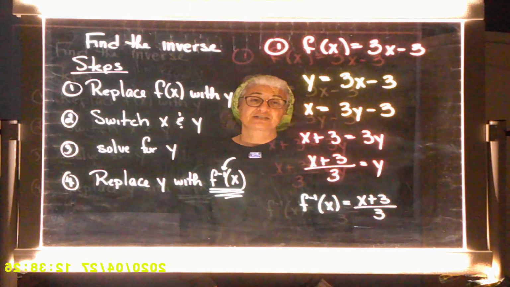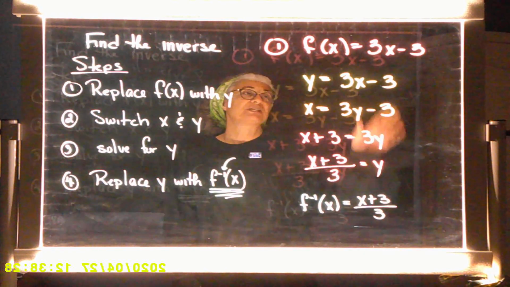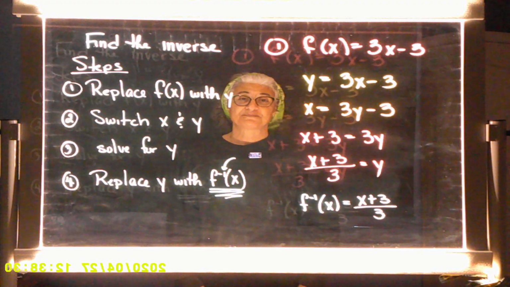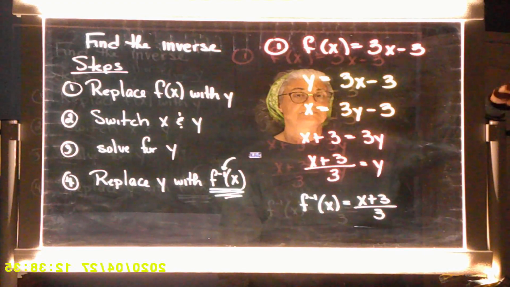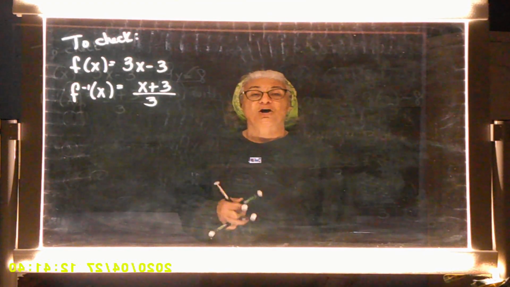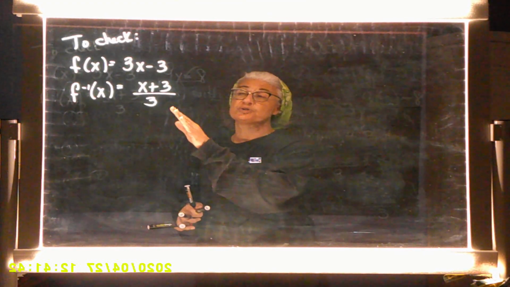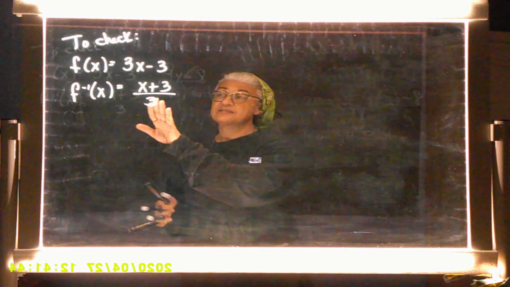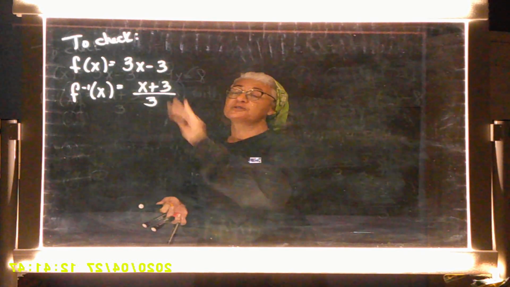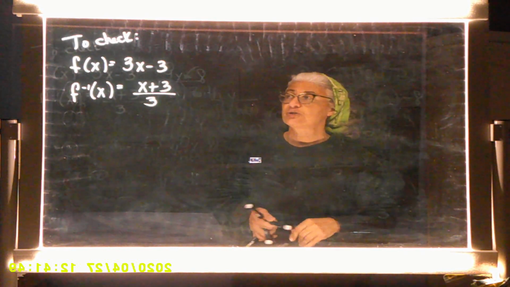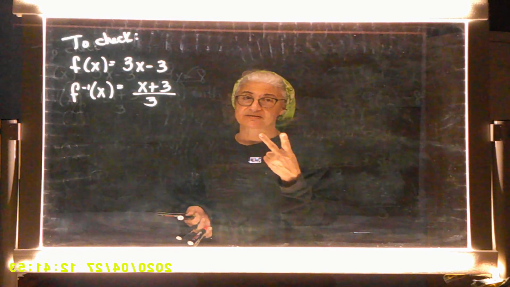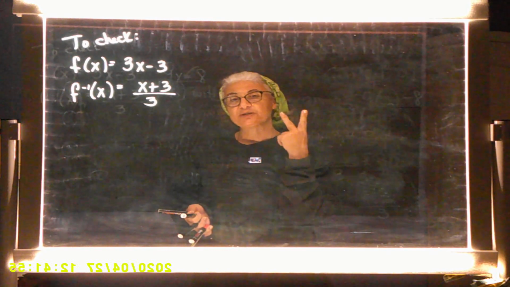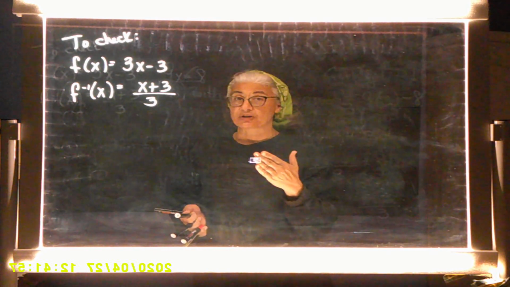I'm going to show you how to check this problem to make sure that this is truly the inverse of the original. Okay, so let's check and make sure that this inverse we found is truly the inverse of 3x minus 3. And you're like, well, how do you check it? Here's the thing. Checking is a two-step process. It's 2 parts. I have to make sure both parts work.